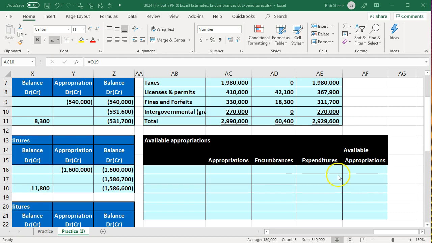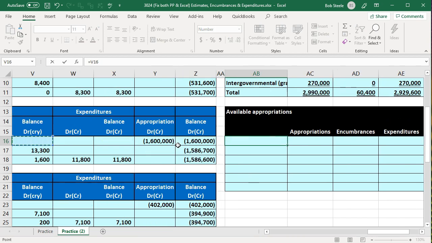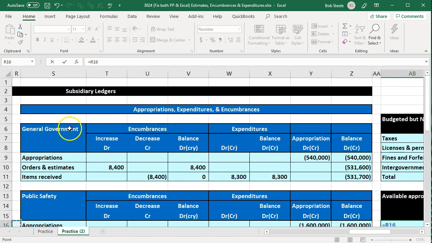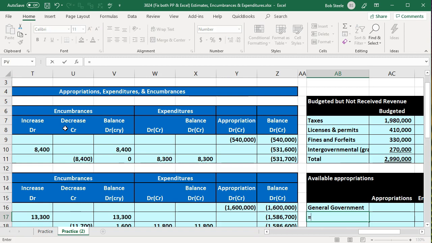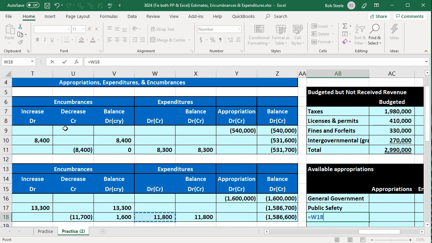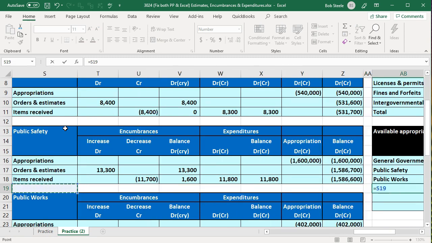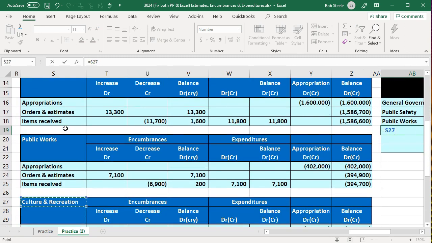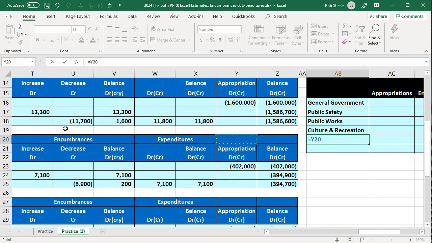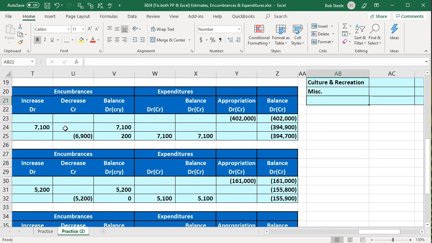So then we'll do the same thing for the more expenditure type items, the appropriations, encumbrances, and expenditures. We have a similar list of categories, but I'll pick them up. We're going to say that this is going to be equal to the general government. Then we had the public safety. Then we had the public works. Then we had the culture and recreation, and finally the miscellaneous items, and then we're going to have the total.